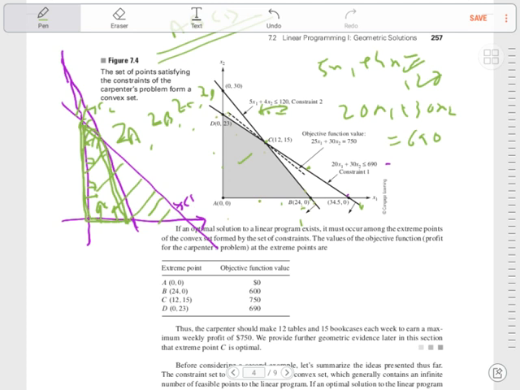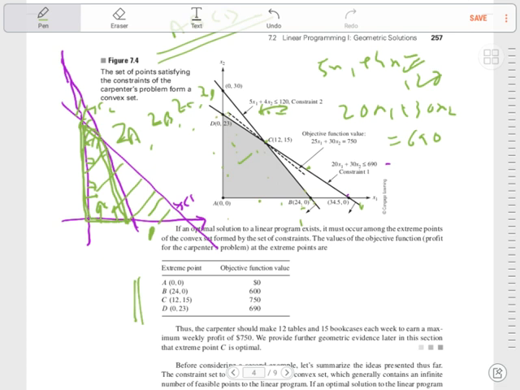So if an optimal solution to a linear programming problem exists, it must occur among the extreme points of the convex set formed by the set of the constraints, as I already said. The optimum value will be coming from the extreme points only, not from any interior point. Okay, it is impossible according to the theory. Then the values of the objective function, that is the profit function for the Carpenter problem, at the extreme points are this one.